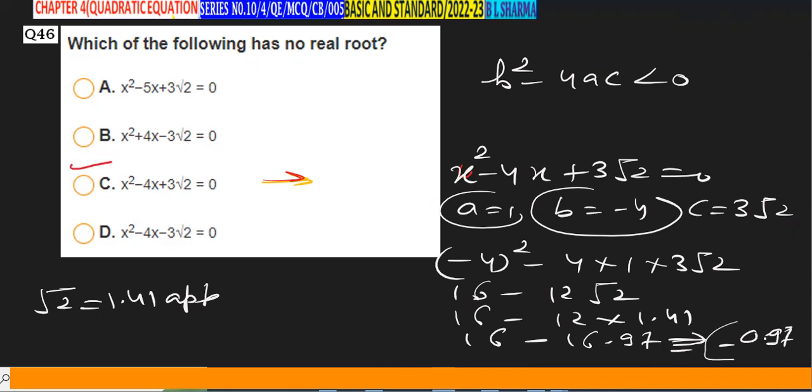So C is the correct answer, because when we find the discriminant of x square minus 4x plus 3 root 2 is equal to 0, the discriminant is negative. That is why this equation has no real roots.